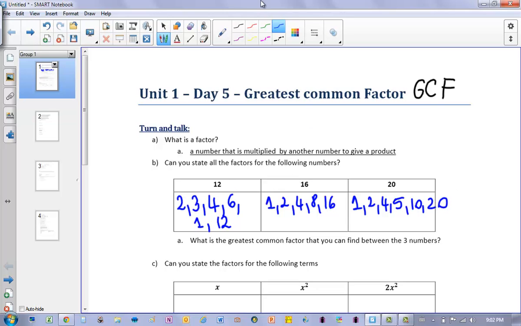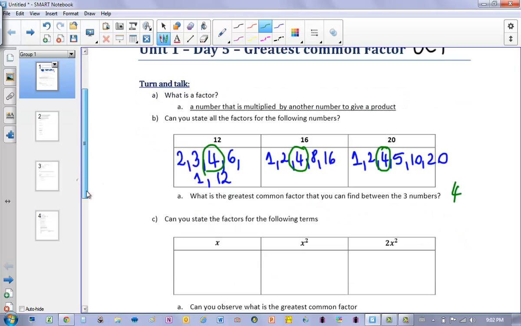Well, if I look at all these factors, what is the greatest factor that is common to all three numbers? If we scan all the factors that we wrote down, we notice that the greatest common factor is actually 4. So 4 is common to 12, it is common to 16, and it is common to 20. So the greatest common factor is the number 4.